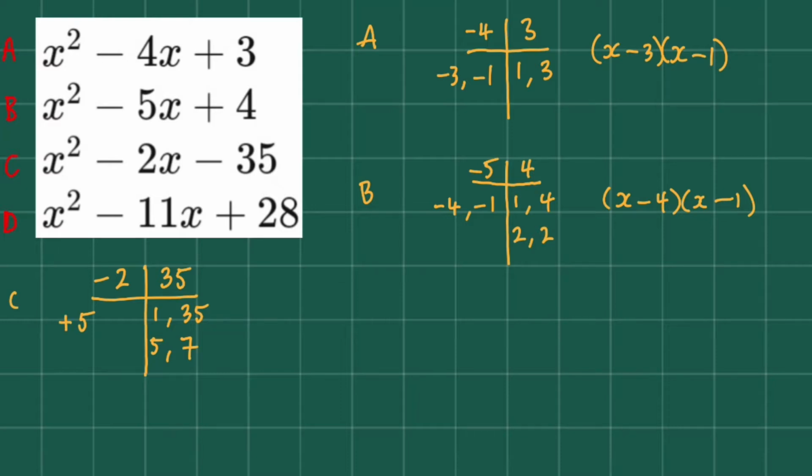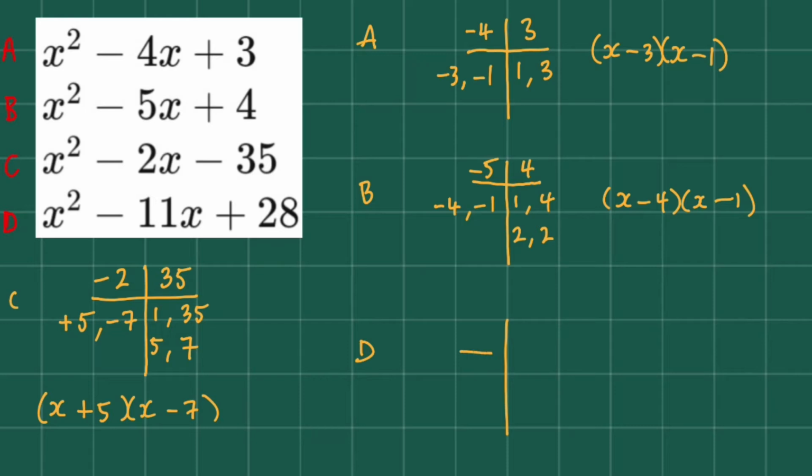I always write +5, don't just write 5. And then that allows you to see exactly what goes in the brackets. And we're going to take away the bigger number. And you can confirm 5 take away 7 is -2. So we set up our form. And we're going to get x plus 5, x take 7. Let's factorize. Okay, D is the last one.